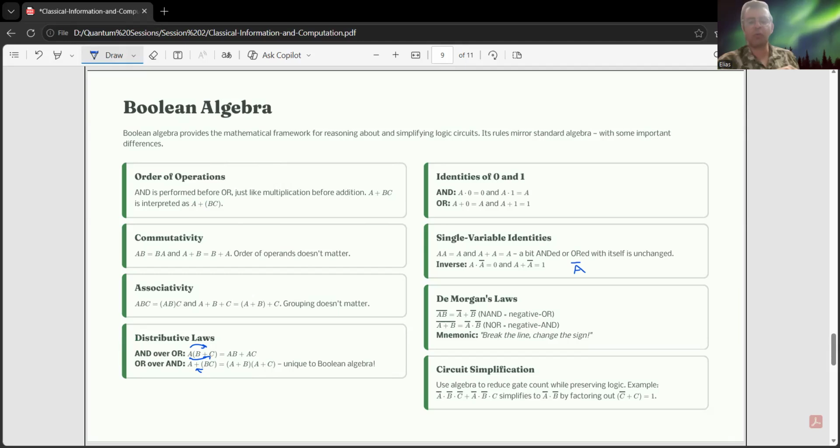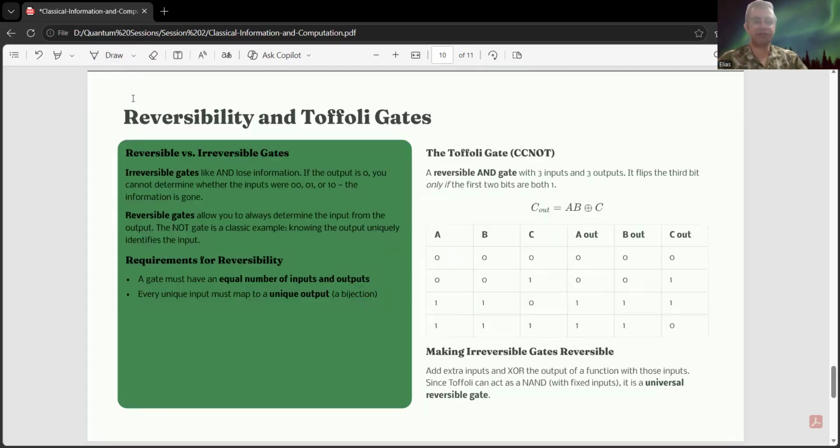Don't worry about it if you don't know much about that. But just saying, this is the way that your computers basically use Boolean algebra for reasoning and simplifying the logic. And this also helps us simplify the circuits. If you have a large circuit, then we can simplify that calculation.